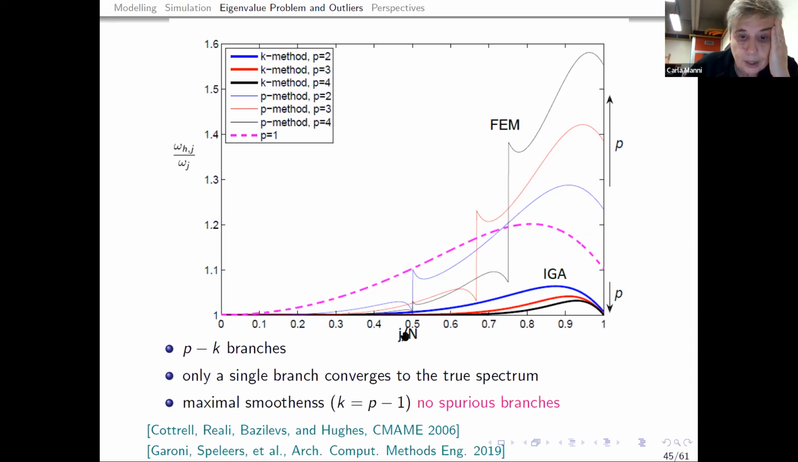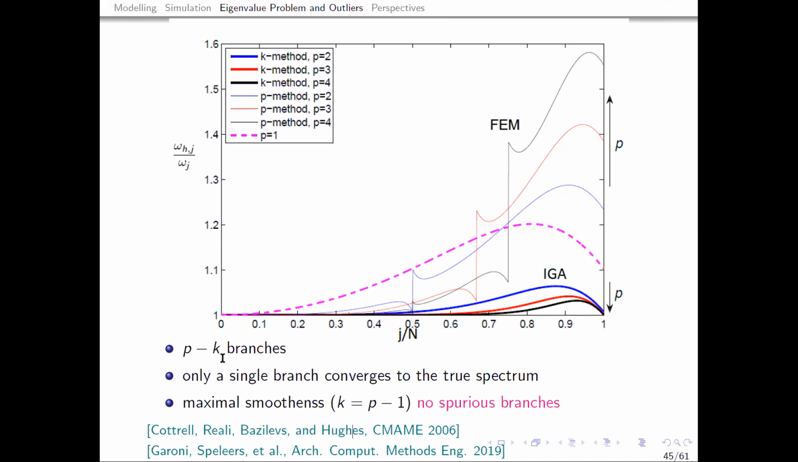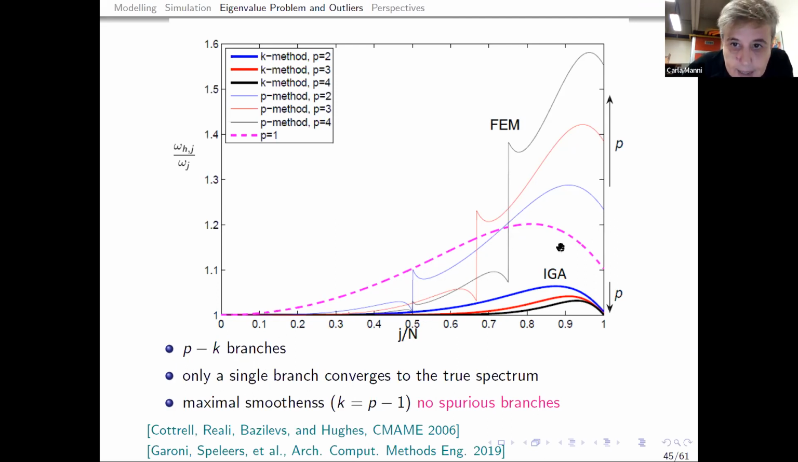What I show here is probably one of the most famous pictures in isogeometric analysis. If you do this discretization, you have this plot. What is this plot? Let us discuss a little bit. So here you have the ratio between the approximate frequencies, the omega are the square root of the eigenvalues, and the exact ones. By the minimum-maximum principle, necessarily the approximated ones are greater than the true ones. And here in the x-axis, you report the j, so which index of the eigenvalue you are approximating with respect to the total number that you want to approximate, capital M, the dimension of your space. And what you see is that in this plot, you have p minus k branches.